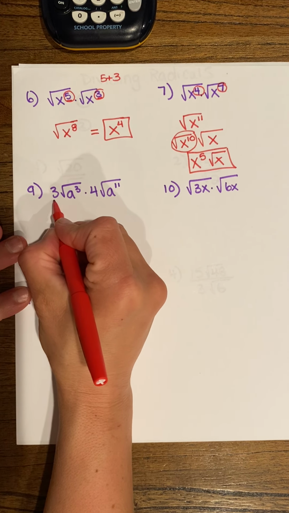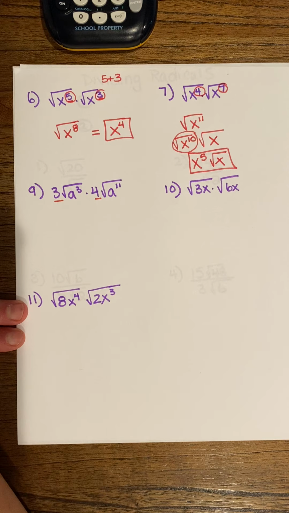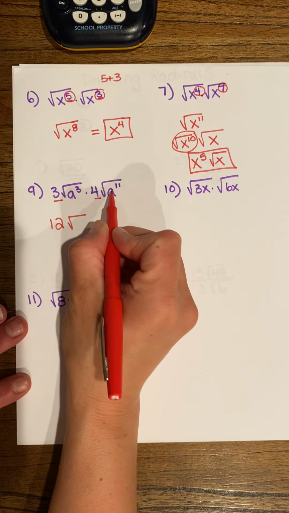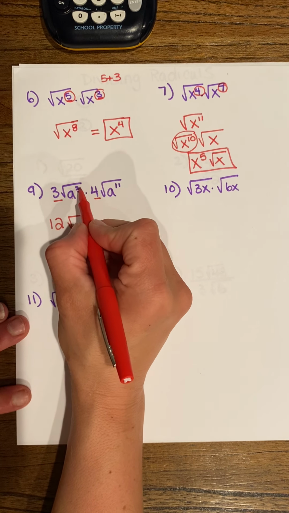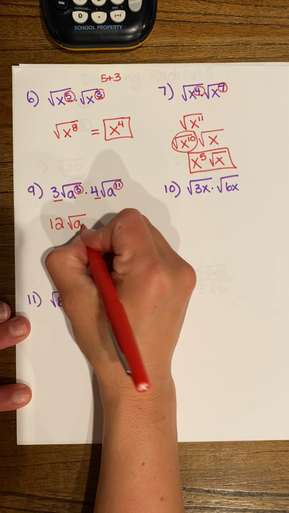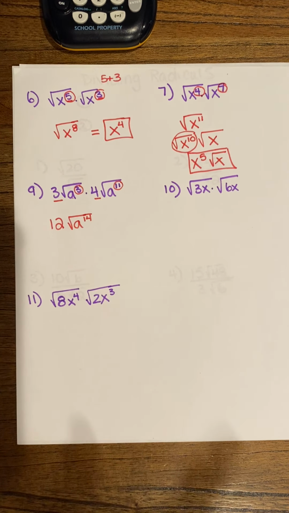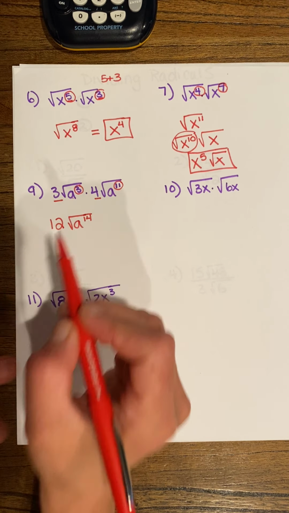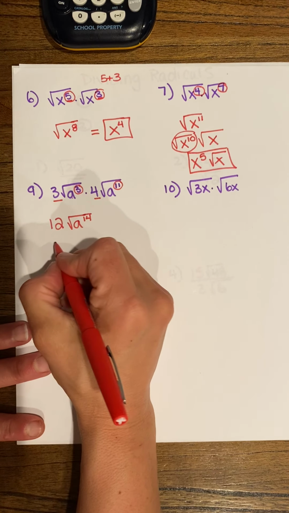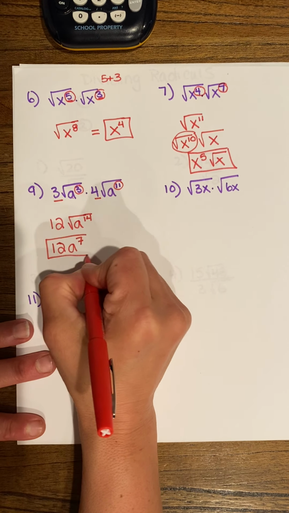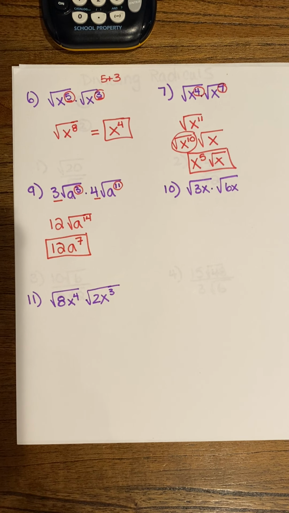So again, if there's something on the outside, you see that 3 and the 4 on the outside, I am just going to multiply them to get 12. Now I'm going to multiply my insides. So again, multiplying, we add exponents. 3 plus 11 is 14. So that's my halfway point. Now I simplify my radical. When I simplify, I see that it's even, which means it simplifies to something I can cut in half, which is a to the 7. No radical left in that answer, okay?